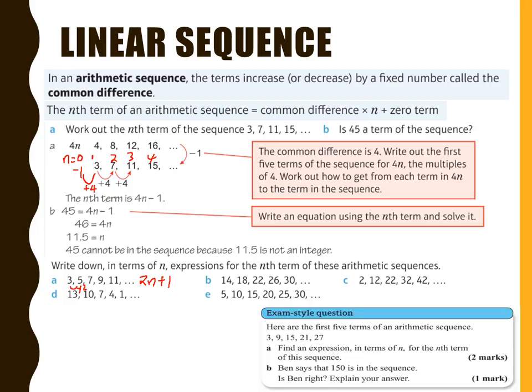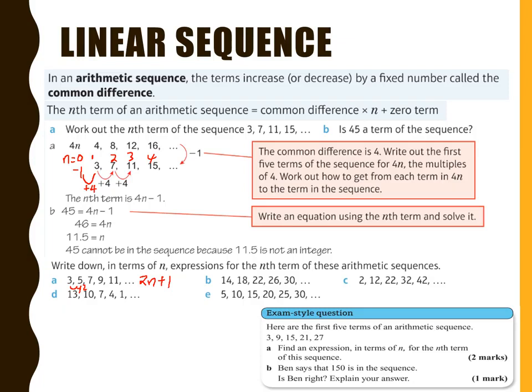And then answer this question. Look, it's a 3-mark exam style question. Here are the first 5 terms of an arithmetic sequence. Be confident with this. Arithmetic means that it's going up with a common difference. So the arithmetic sequence is 3, 9, 15, 21, 27. Find an expression in terms of n for the nth term of this sequence. So you find the common difference, you multiply by n, and then you find out how to get to this 3. And then Ben says that 150 is in the sequence.